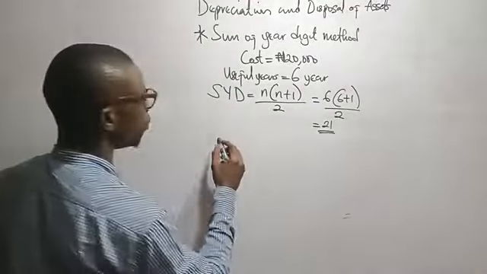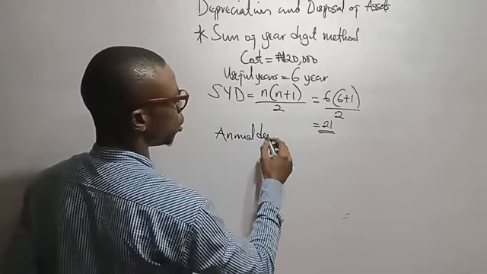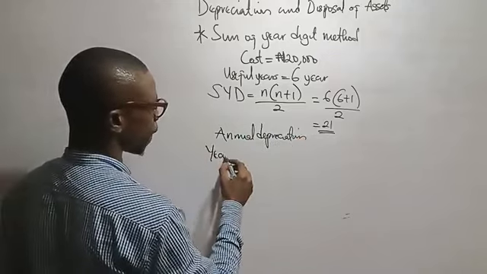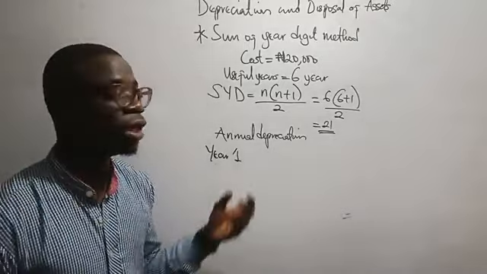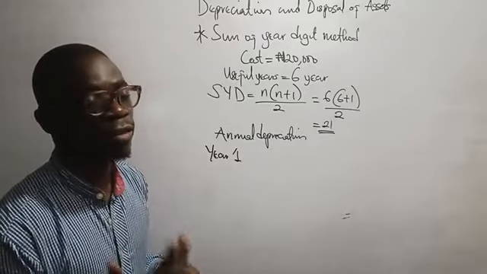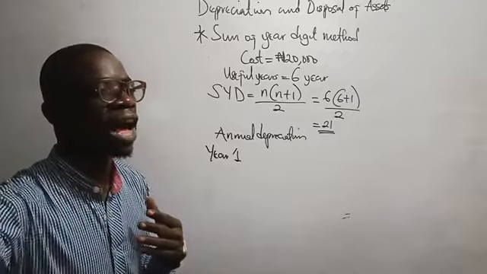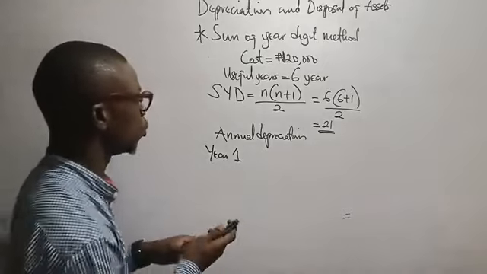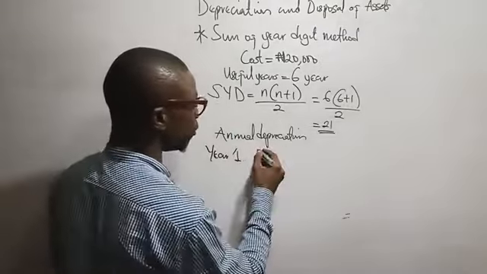Now let's calculate the annual depreciation. Since you know the sum of the year digits, let's calculate it for year 1. When you have an asset in year 1, how many years do you have to use that asset? You know the useful life is 6 years. That means year 1, year 2, year 3, year 4, year 5, year 6. So the number of years you use the asset at the beginning of year 1 is 6 years.